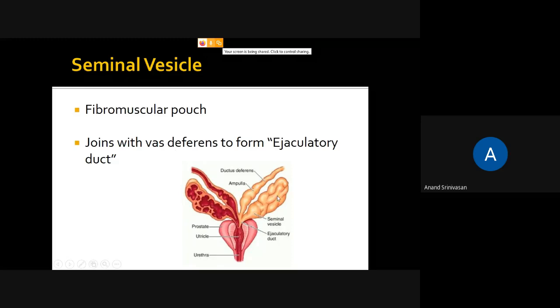The seminal vesicle is a fibromuscular structure located lateral to the vas deferens, and it helps in the formation of semen. The vas deferens brings in the sperms, which get combined with the semen. Then they both combine through the ejaculatory duct, and through the ejaculatory duct they come to the prostatic urethra, and from the prostatic urethra, it is sent outside. So this is the seminal vesicle. Any doubts?